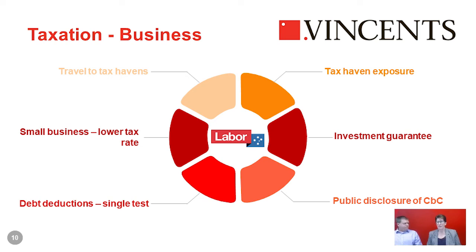On the positive side, they're looking at reducing the small business tax rate down to 25% by 2022. That's a 2021-22 financial year. And applying to, and small businesses basically being companies with turnovers of less than $50 million.